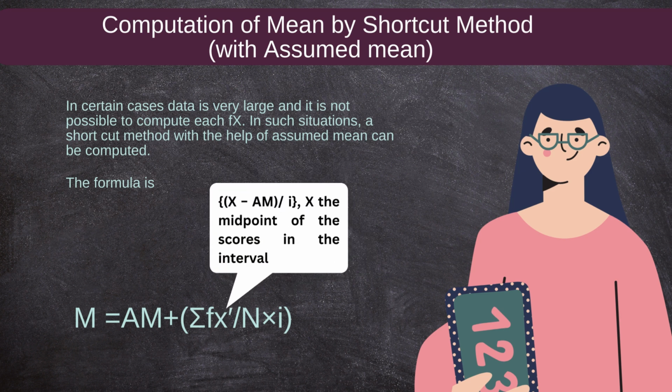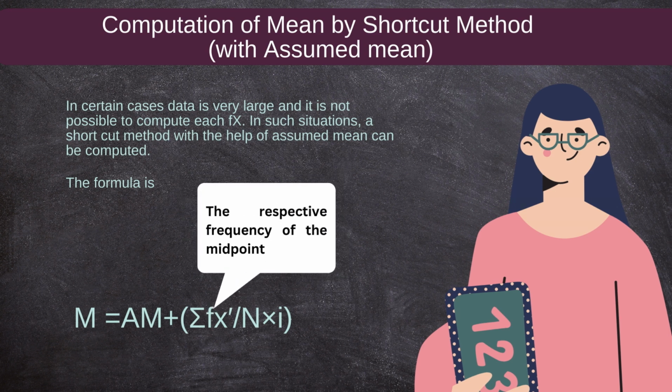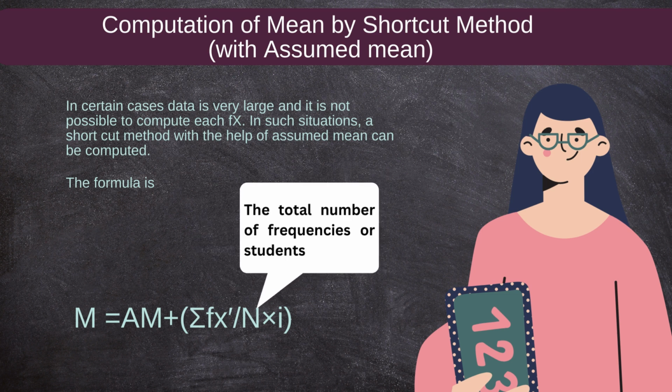X bar is the difference of score x minus AM divided by i. X is the midpoint of the score in the interval. F is the frequency of the scores, and n is the total number of frequency of the students or frequency of the score. So, total number of scores is n, f is the frequency of a score, and x bar? How do we calculate x bar? Of course, with the help of x minus AM divided by i.